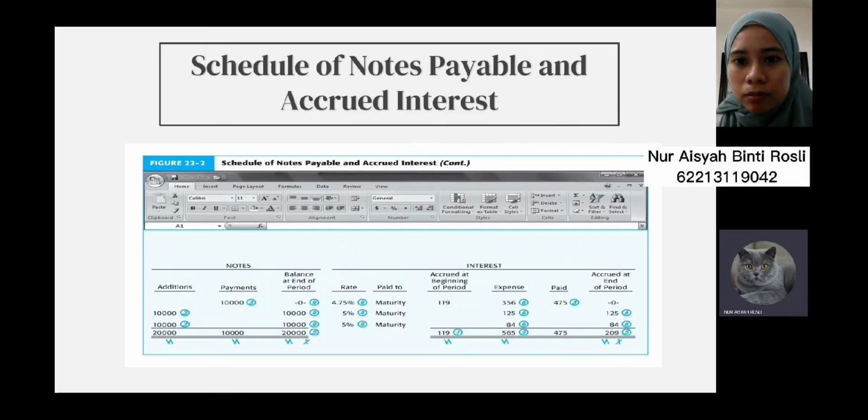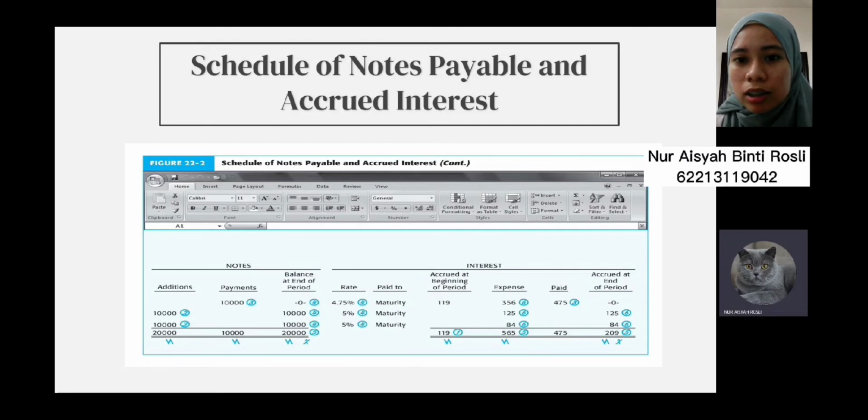Next slide. You can see at the addition in the next slide, the loan is acquired this year. And you can see at the carried forward column, the amount has reached zero, which means the loan has been fully settled to the bank.